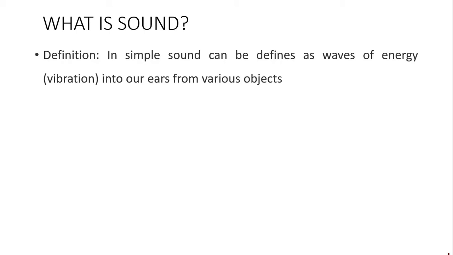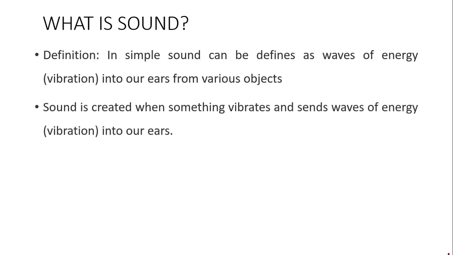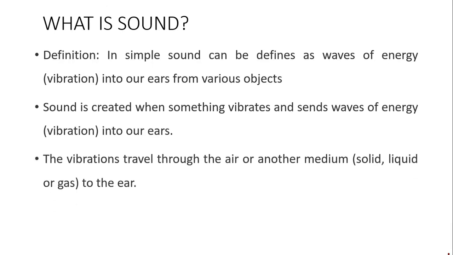Sound is caused by a vibrating object. So whatever object has the ability to vibrate can produce what is called sound. For example, the flicking of a ruler can produce sound. The vibration of a doorbell produces sound as well. Sound is created when something vibrates and sends waves of energy into our ears.